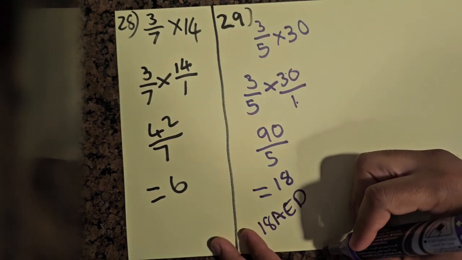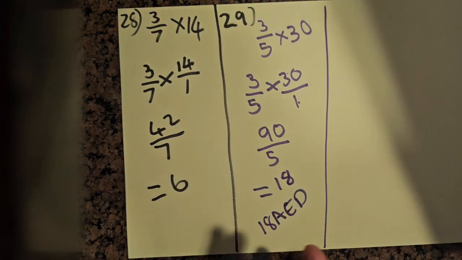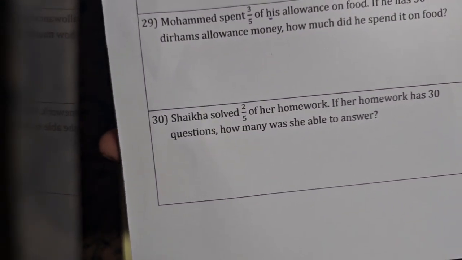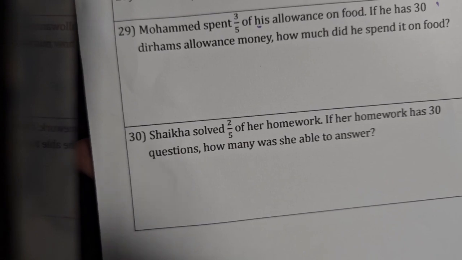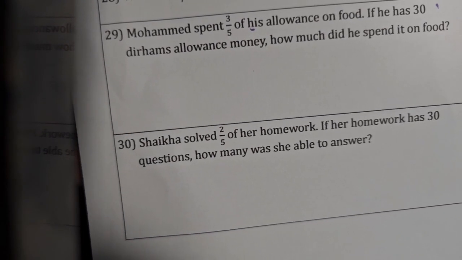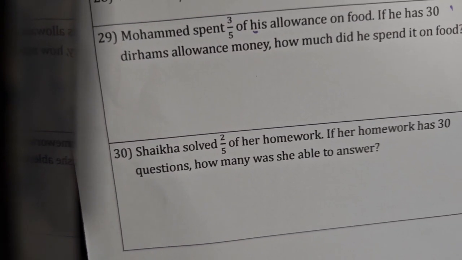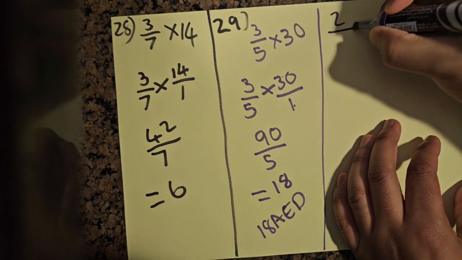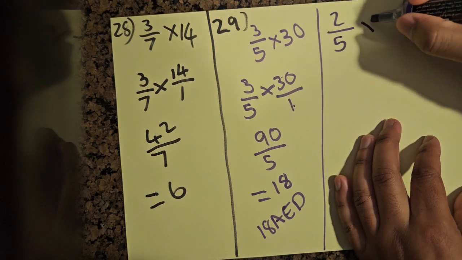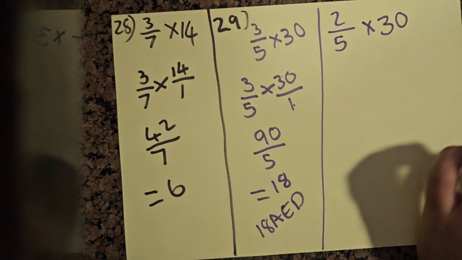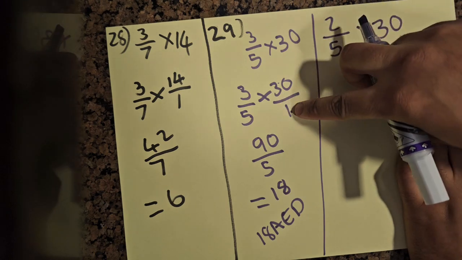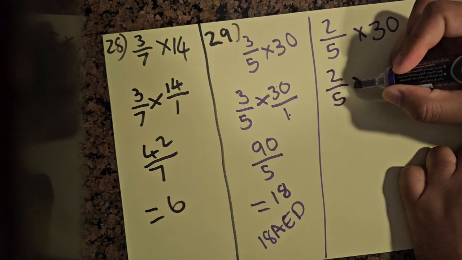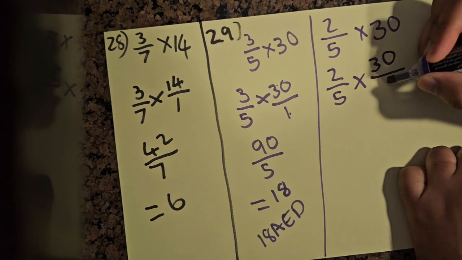Okay, now let's look at the last question. The last question reads, Sheikha has solved 2 out of 5 of her homework. If her homework has 30 questions, how much was she able to answer? Again, this is a fraction of a whole. So we're going to say 2 over 5 times 30. Again, the 30 is a whole number, so I'm going to put it over 1 like we did in the last question. So 2 over 5 multiplied by 30 over 1.